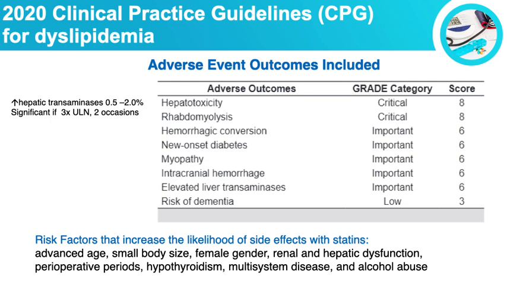Increase in hepatic transaminases occurs in 0.5 to 2% of patients. It is considered significant if 3 times elevation from the upper limit of normal is noted on 2 occasions. The risk factors that increase the likelihood of side effects with statins are advanced age, small body size, female gender, the presence of renal and hepatic dysfunction, perioperative period, hypothyroidism, multisystem disease, and alcohol abuse.